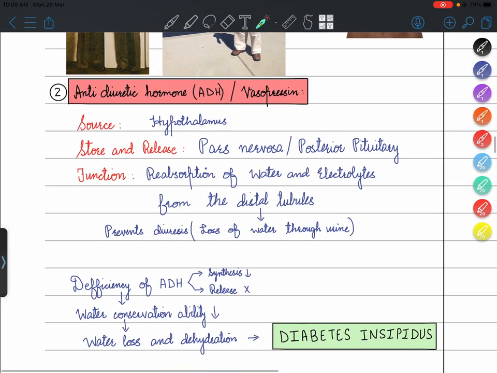The second hormone is antidiuretic hormone, also known as vasopressin or pitressin. It's produced by the hypothalamus and it's stored and released from the pars nervosa, also known as the posterior pituitary. The function of antidiuretic hormone is the reabsorption of water and electrolytes from the distal tubules of nephrons. Thereby it prevents diuresis, that is loss of water through urine.